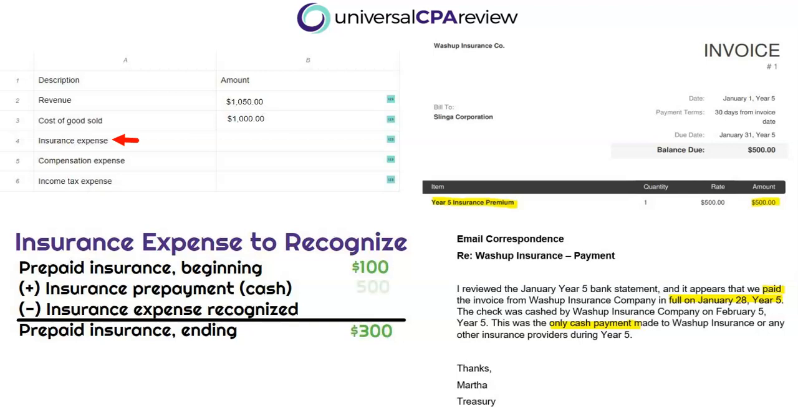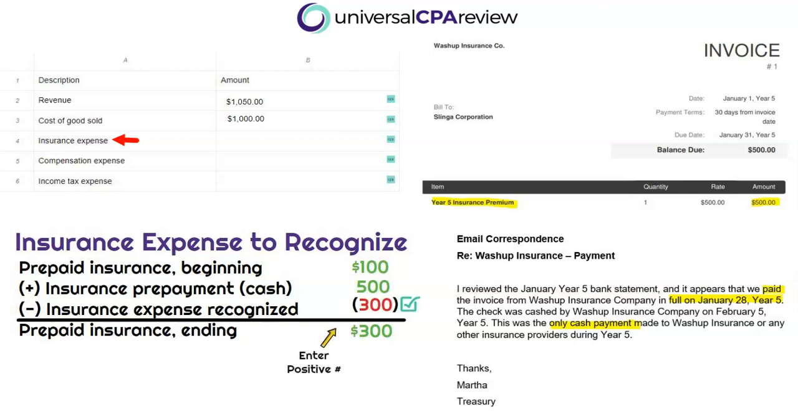So we should be comfortable now that the insurance prepayment in cash was $500. So now our roll forward is fairly filled out. We're ready to solve for the insurance expense recognized. So if the beginning balance was 100, we made that prepayment in cash of 500. Now that gets us to 600, and we need to get down to 300 at the end of the year. That means we recognized insurance expense of $300.